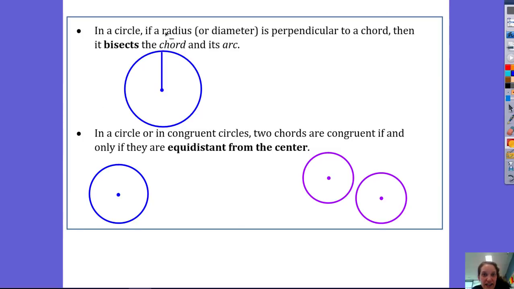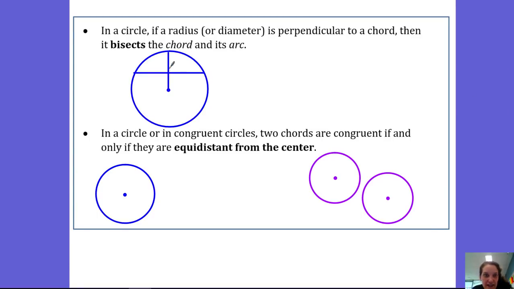In a circle, if a radius is perpendicular to a chord, which means that it creates a right angle, or you could have the whole entire diameter, then that radius or diameter is going to bisect that chord. So it's going to cut that chord in half. This piece is going to be congruent to this piece. When a radius is perpendicular to a chord, the radius bisects that chord.